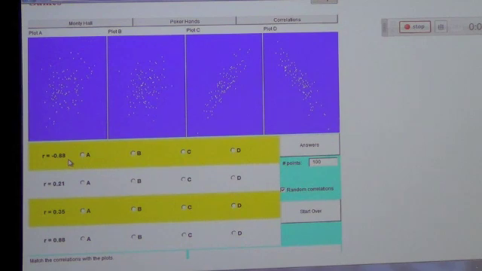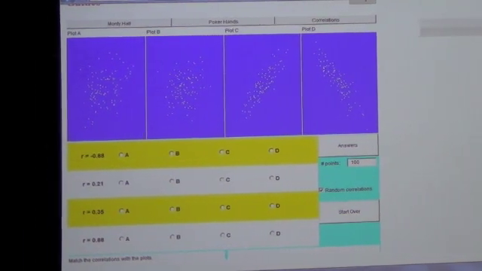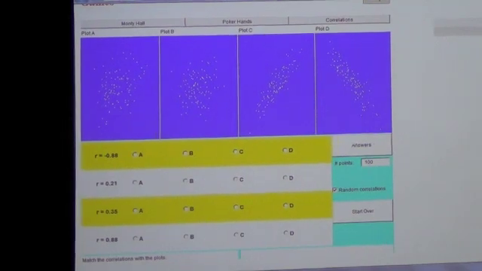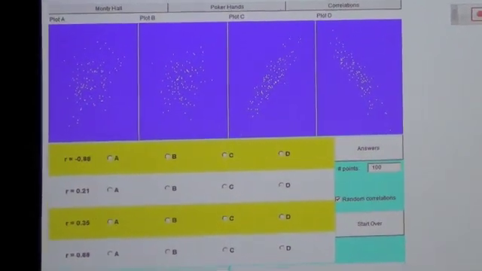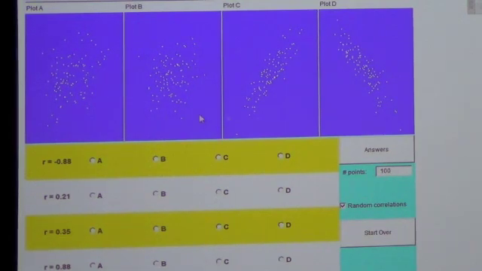Negative 0.88. So is it this plot, this one, or this one? Okay, you just click on your iClicker. This is for points. We're doing this one. So which one do you want negative 0.88 to be? A, B, C, or D? Vote.